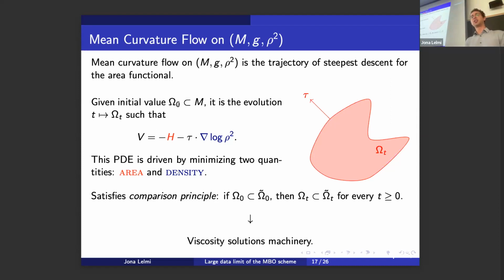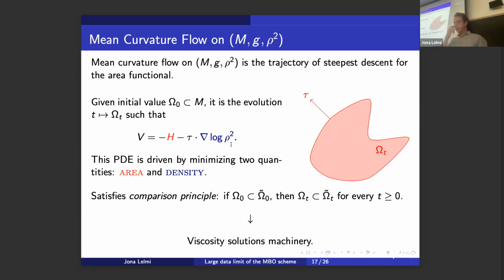So you have an initial set omega 0 on the manifold, and then mean curvature flow is nothing but the evolution of this set, so that on the boundary of the set omega t, the normal velocity is equal to minus the mean curvature minus the inner product of the outer normal with this gradient here. So if you observe this PDE, you see that this PDE is driven by minimizing area by the mean curvature and density by this term here.